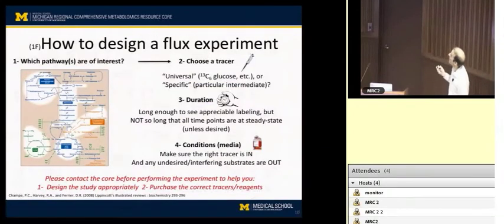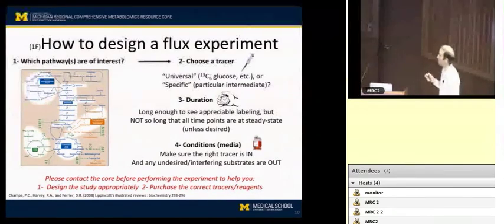Okay, so how to design a flux experiment? Well, first question to ask yourself is which pathways are of interest? Do I want to study everything I possibly can? Do I want to study central carbon metabolism? That's a common place to start within flux analysis. Do I want to study glycolysis, TCA cycle, pentose phosphate pathway, associated metabolites? Am I interested in lipid synthesis? Am I interested in lipid metabolism? Am I interested in a particular unique pathway that is somewhere else? Cholesterol synthesis, who knows? There's lots of different places that you may want to start.